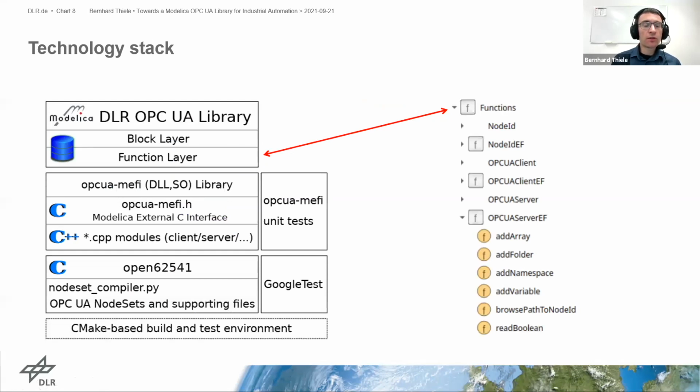Now, for the technology stack, at the base of the project is a CMake-based build and test environment, and on top of that, there's a third-party library, the open62541 open source C implementation of OPC UA, which is a complete technology stack, one should say, and it's a really great project. You see that there's also a node-set compiler.py inside that. So why is that in a C library?